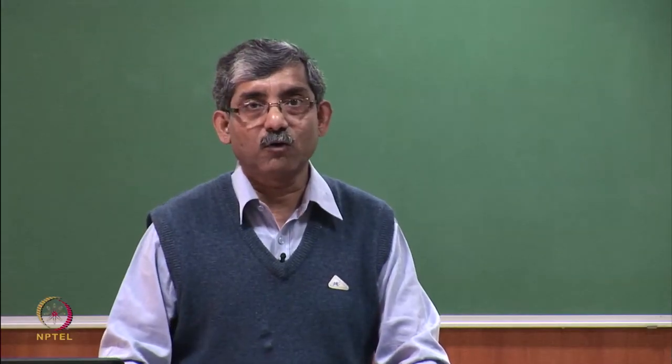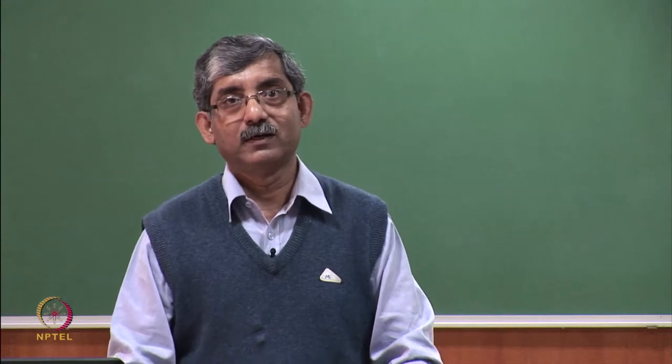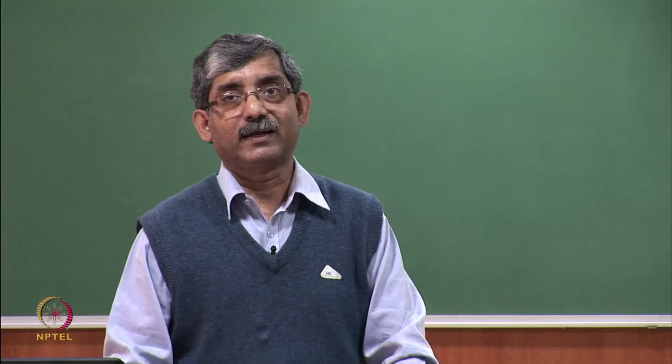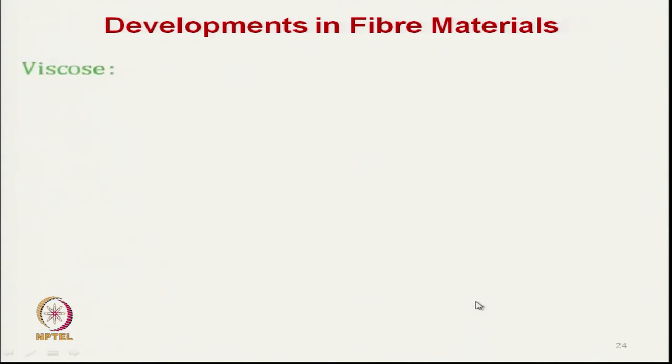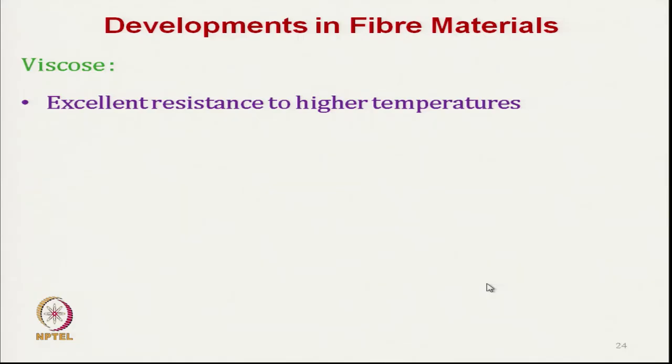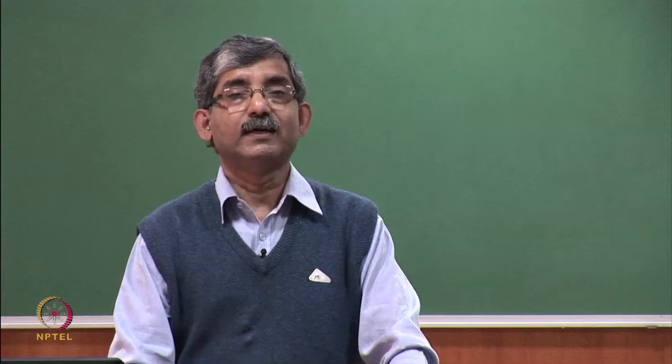Also, the same normal polymers we convert to hybrid or bicomponent products to be used for technical textile applications. Also, if we modify the spinning process of the normal polymer, we can achieve high tenacity, high modulus fiber, which may be used for technical textile applications. If we talk about normal fibers like viscose, it is used for technical textile applications due to its excellent resistance to high temperature. So where we require this high temperature resistance characteristic, we may select viscose.